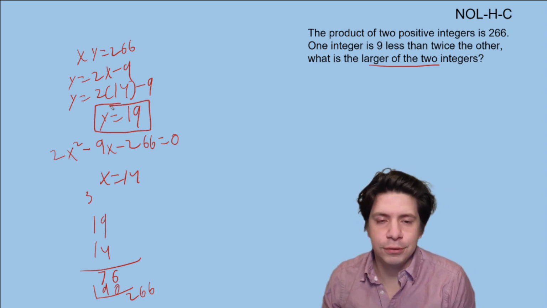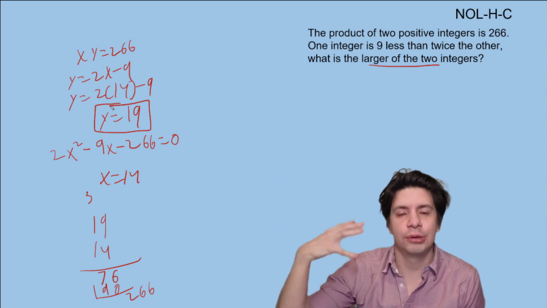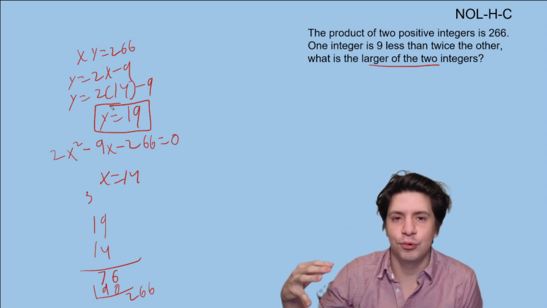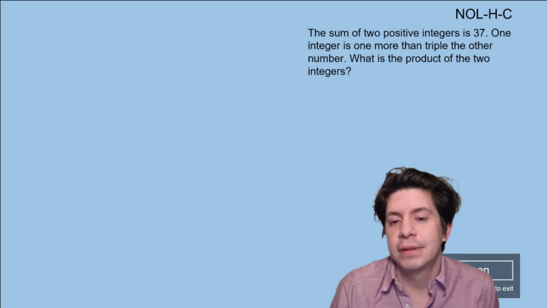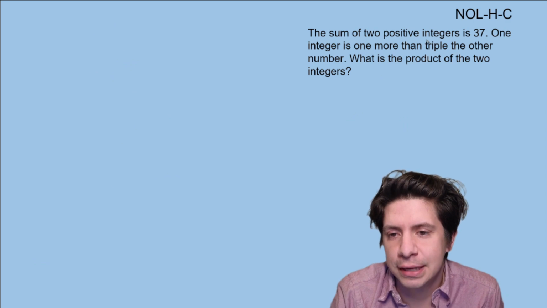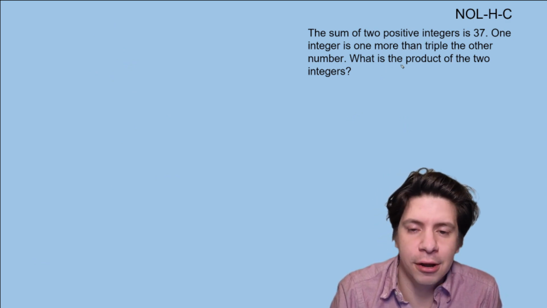So kind of a fun one to do. We'll do another one just to sort of test it to make sure you got it, and then we'll be done for today. Okay, so we have the sum of two positive integers is 37. One integer is one more than triple the other number. What is the product of the two integers?